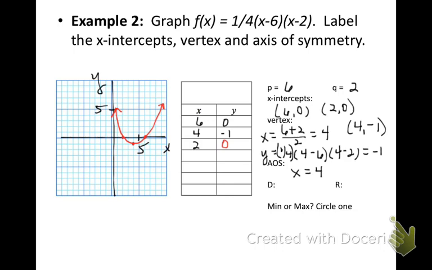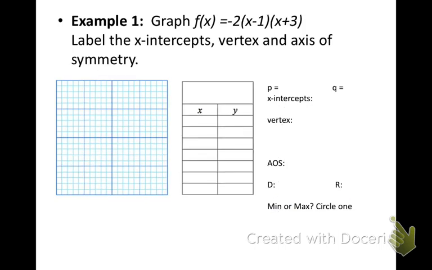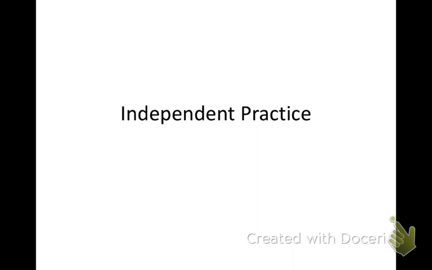The domain is always all real numbers. And then our range, since it opens up, will be y is greater than or equal to the y value of the vertex, -1. And since it is opening up, this is a minimum. So now we're to the independent practice. Pause the video and graph the problems in the independent practice, and then come back and check your work.